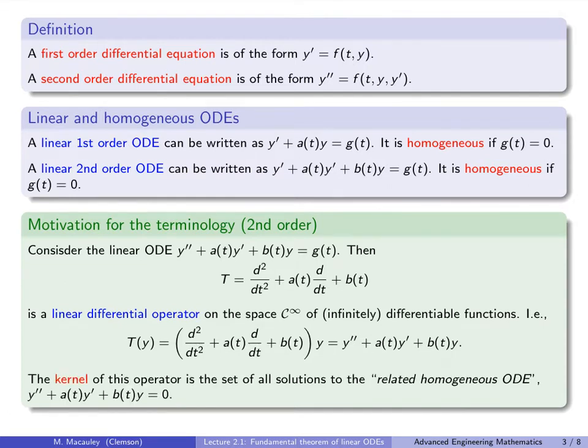As before, the kernel of this operator, that's the set of all functions that get killed by T. So that is the set of all solutions to the related homogeneous ODE. Here you just take the original ODE and you set that last term g of t equal to 0. And once again, the general solution here is going to be any particular solution that you can find plus the kernel of this differential operator T. So often this is called the homogeneous solution.